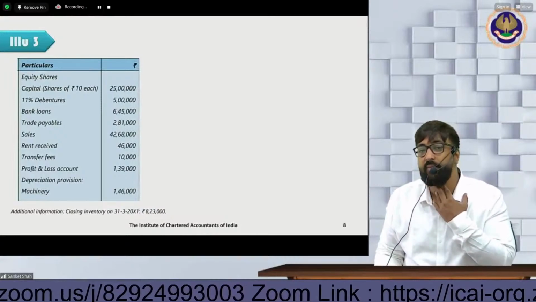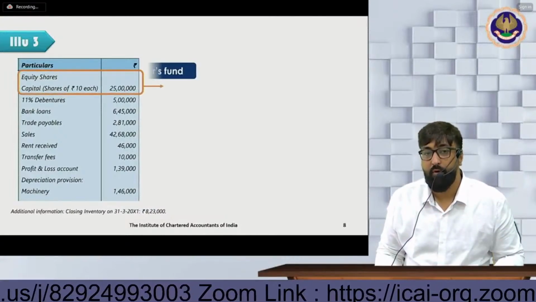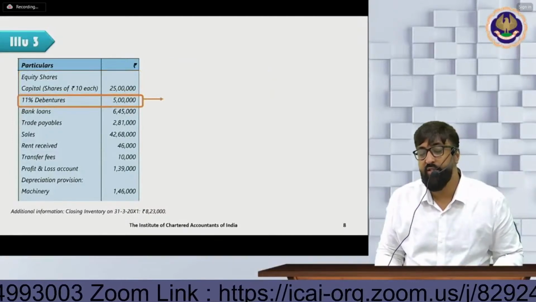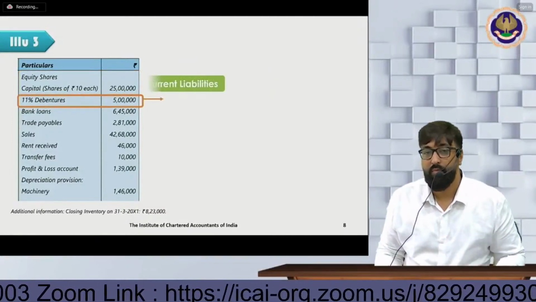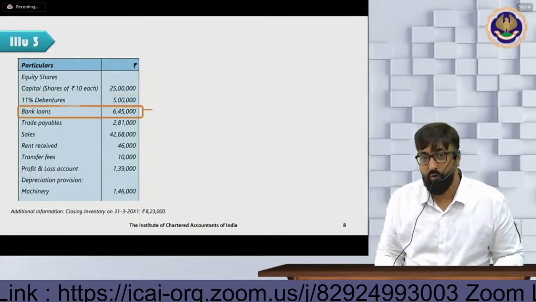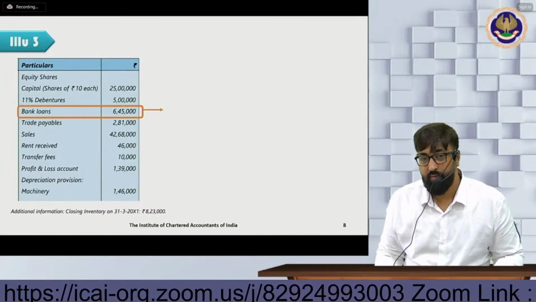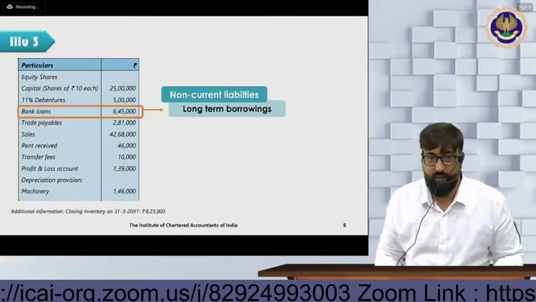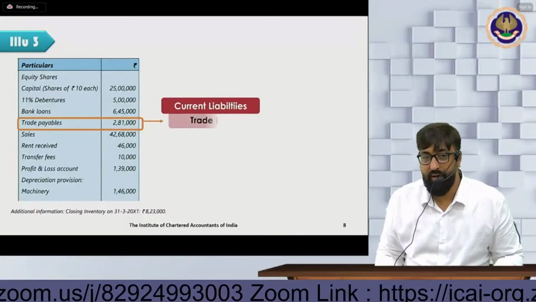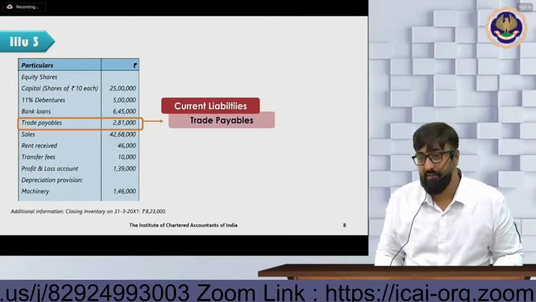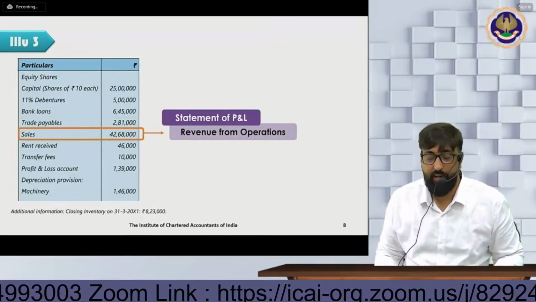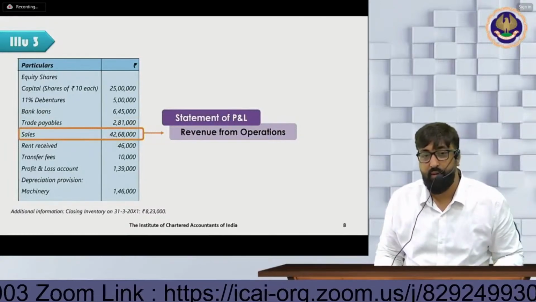Share capital. Shareholders funds. Very good. 11% debentures. Long-term borrowings under non-current liabilities. Very good. Bank loan. Same sir, long-term borrowings. Very good. Trade payable. Current liabilities, separate head. Sales. Revenue from operations in P&L. Very good. Rent received.